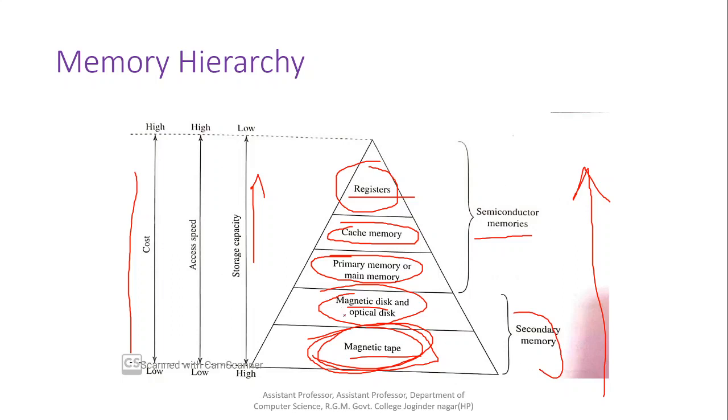The magnetic disk and magnetic tapes are grouped together as secondary memory, and the others are grouped together as semiconductor memories, and this includes primary memory, cache memory, and registers. This is all about memory hierarchy.